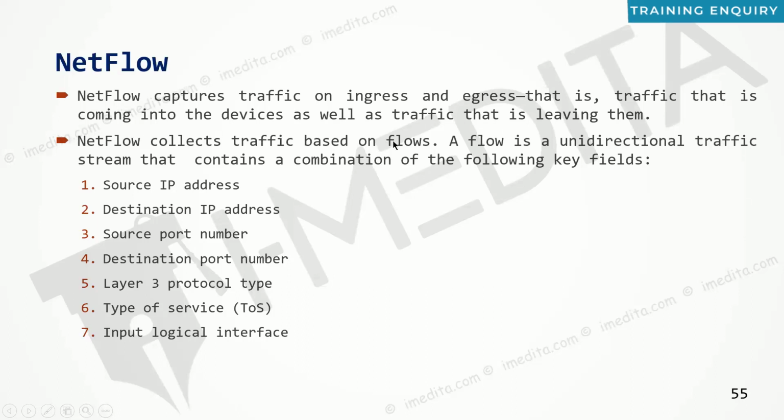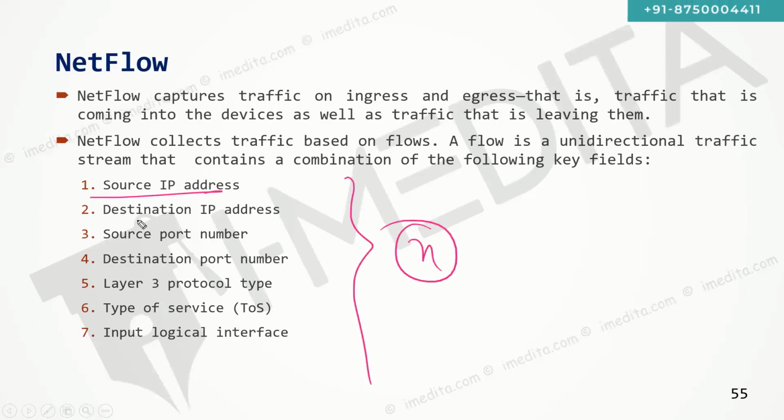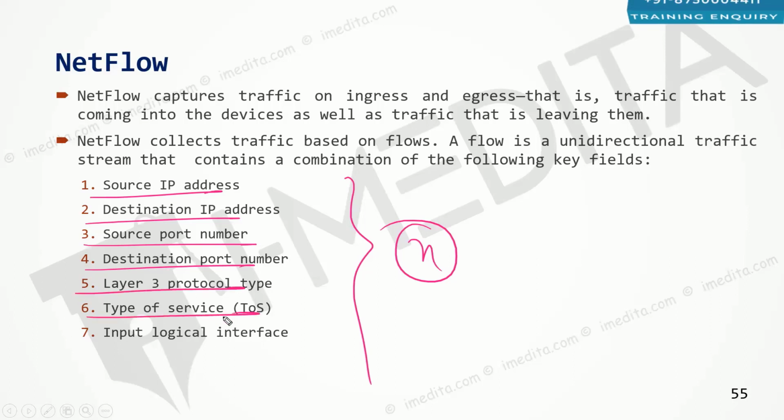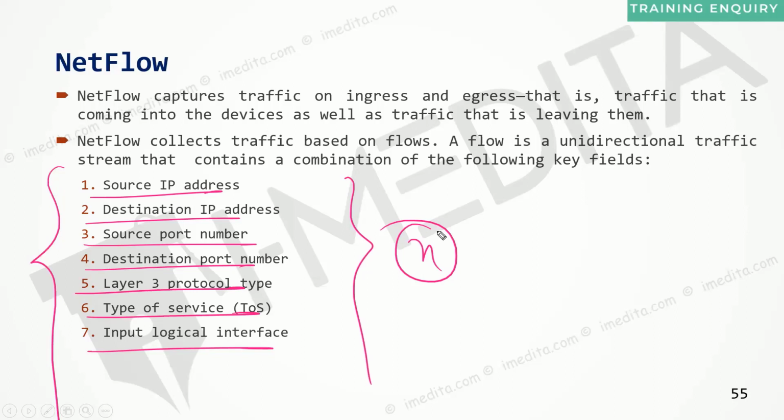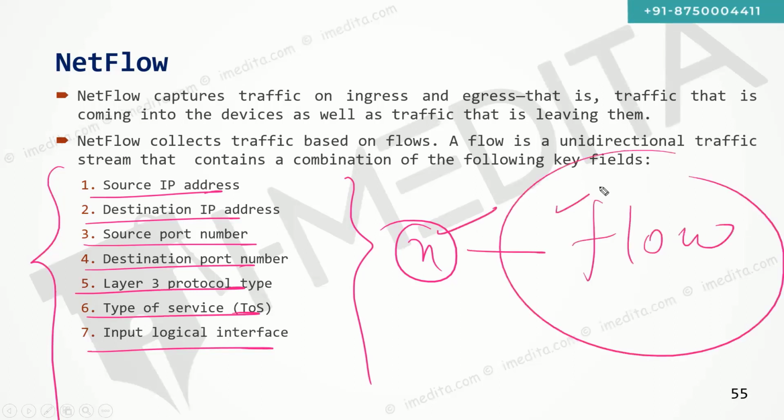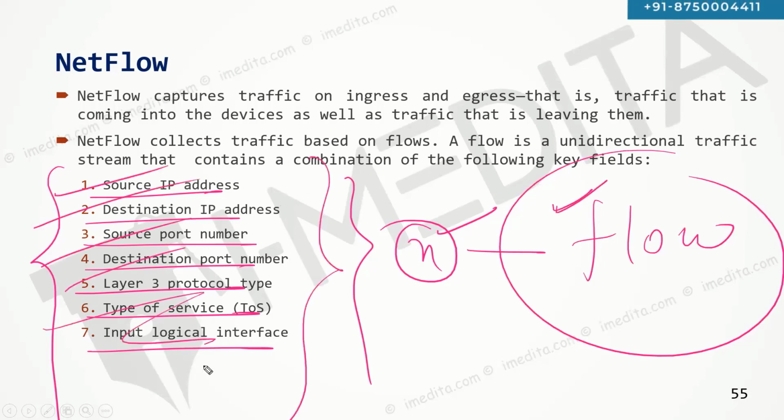NetFlow collects the traffic based on the flow. A flow is basically traffic that can be identified by the source IP, destination IP, source port, destination port, source layer 3 protocol, type of service, input interface, and so on. So if there are n number of packets and all of them have the same source IP, destination IP, source port, destination port, protocol type, and quality of service marking, then all those packets are considered part of the same flow. A flow is a set of packets that have the same source IP, destination IP, port, and all these settings.